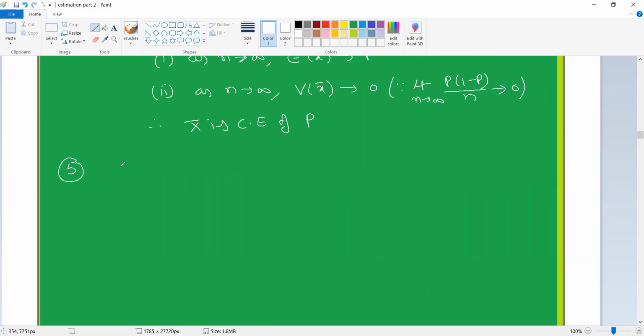Example 5. One more example. Let xi follows Poisson lambda, i is equal to 1 and so on n. The consistent estimator of lambda dash.